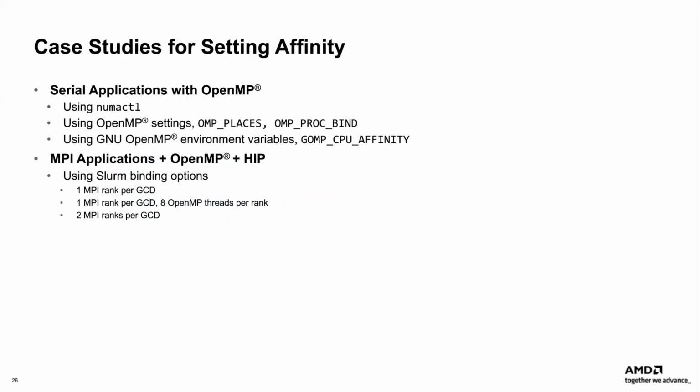Okay, so now we are getting to our last section. We are going to look at some case studies. I'm going to take serial applications as one example and MPI applications as another. MPI applications that can have multiple threads as well as use GPU devices. For the MPI case, I'm going to try to show the Slurm binding options because that's what we need in Lumi. But for the other case, these are all not particularly for Lumi, but these are all important to know.